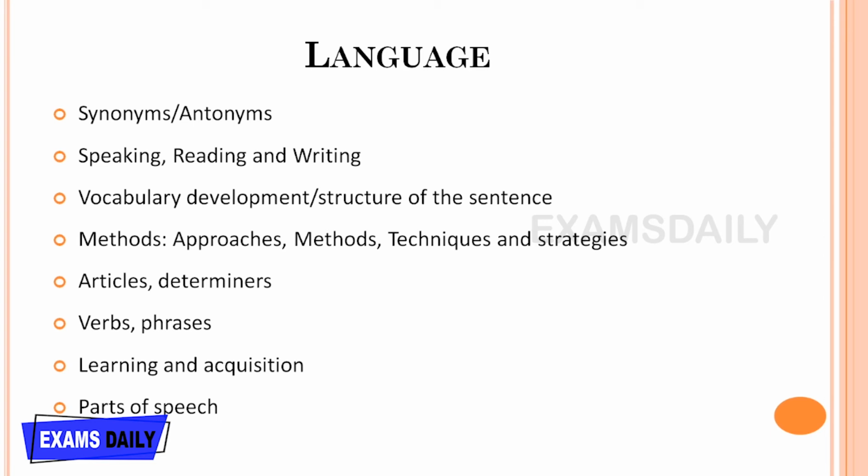And next is about vocabulary development and structure of the sentence, so you have to have the skill of developing a word into a paragraph. And next is about methods, that is approaches, methods, techniques and strategies which you will be using, so there will be questions on that also. And articles and determiners: there will be some old articles given by popular writers. Next is about verbs and phrases, because you should have high skill and professional knowledge in grammar also, so verbs and phrases are also asked. And next is parts of speech, which covers the grammar part.